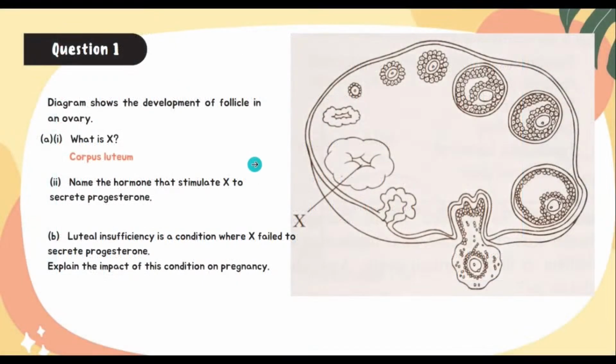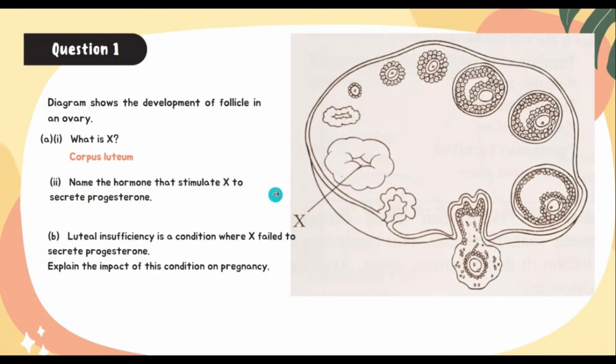Corpus luteum. And now, for our next question, that is question A2. The question is, name the hormone that stimulates X to secrete progesterone. This question is 1 mark. So X is the corpus luteum that secretes progesterone.